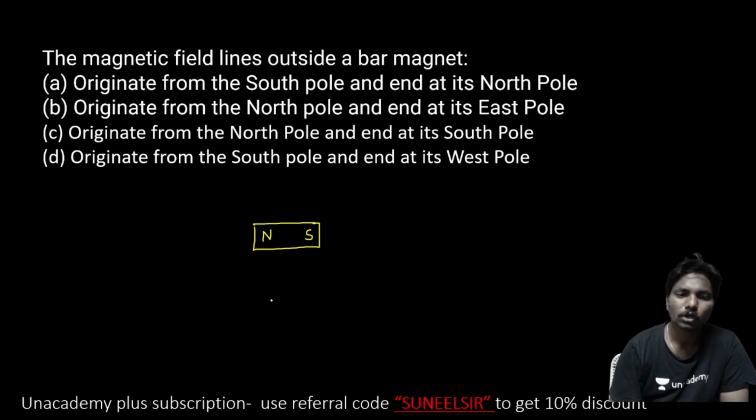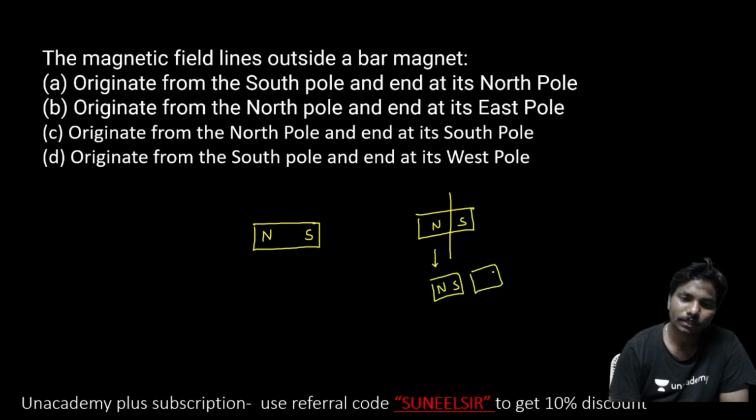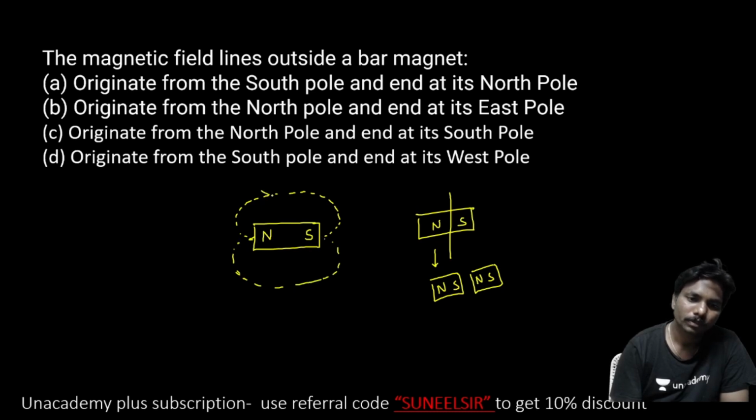If you cut this magnet like this, then this part automatically gets north and south. This part is south, north, automatically created. So that means two new bar magnets are created. And the magnetic field lines are called magnetic flux. These flow from north pole to south pole like this. Here also, north pole to south pole like this. But inside, to form a closed loop, they flow from south to north.